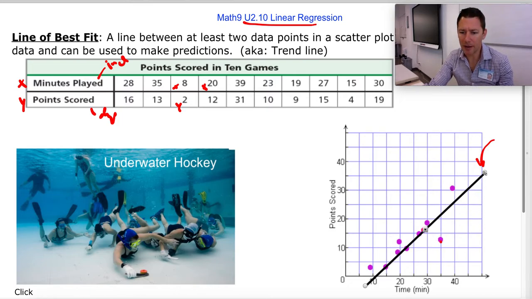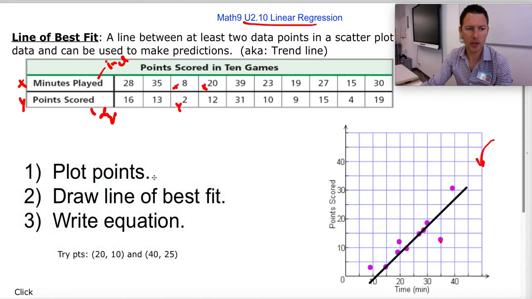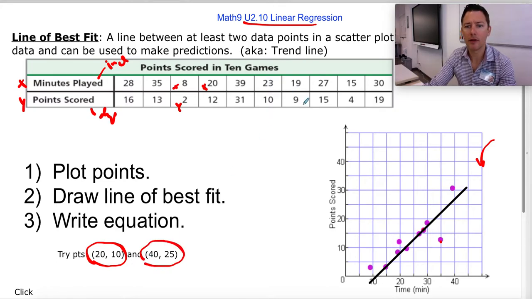So we kind of have to eyeball it and say, hey, let's choose, I don't know, this point and that point, maybe that point and that point. Cool. To make things a little easier, why don't we do this? I'd like you to use these points, 20, 10 and 40, 25. They are in here closely. I'd like you to try using those just to make the numbers easy.